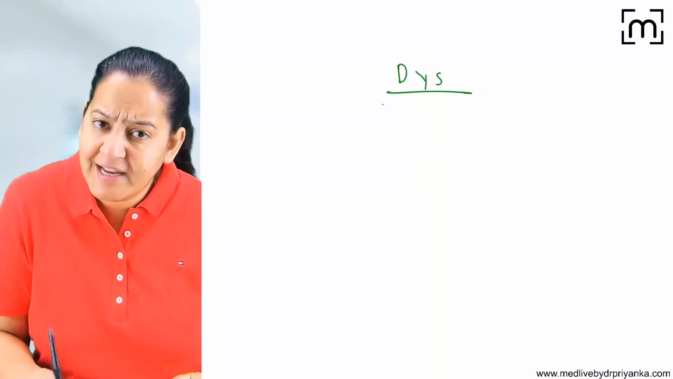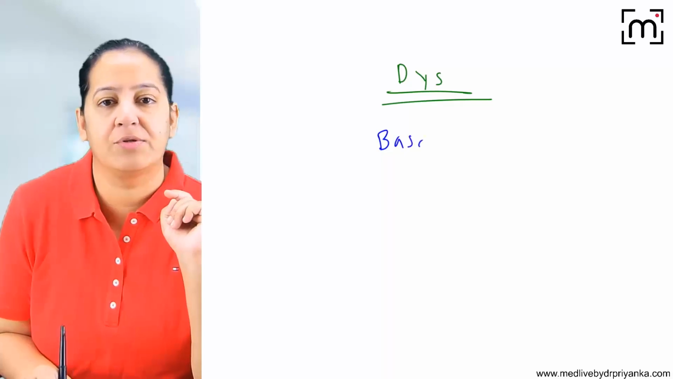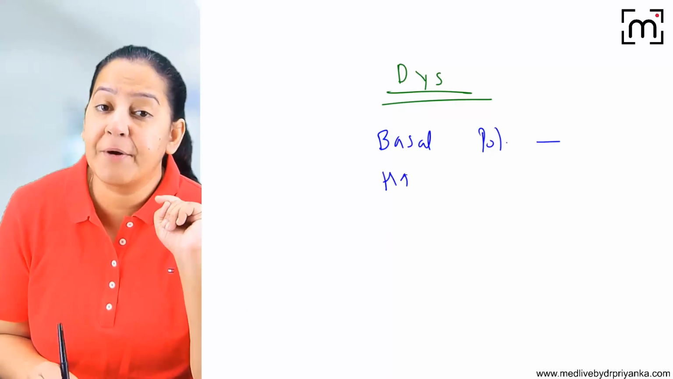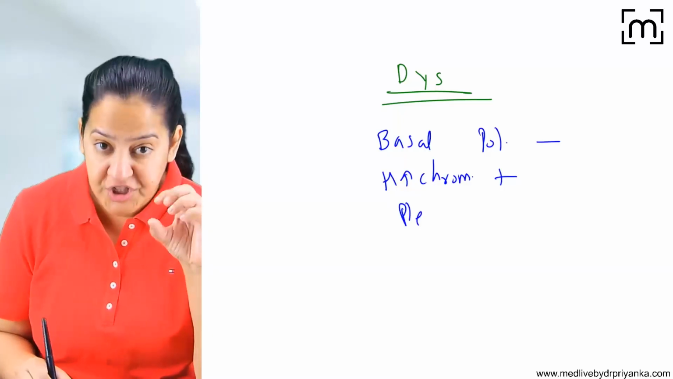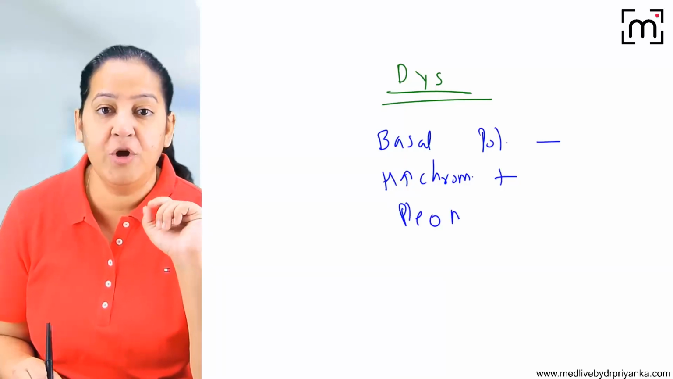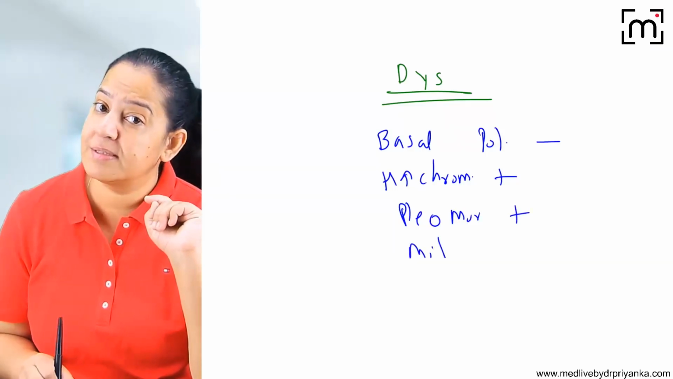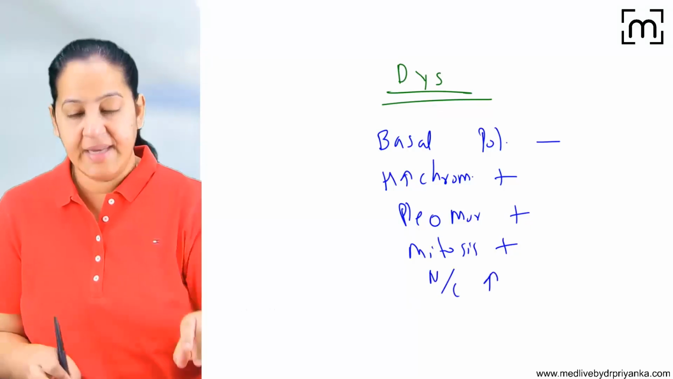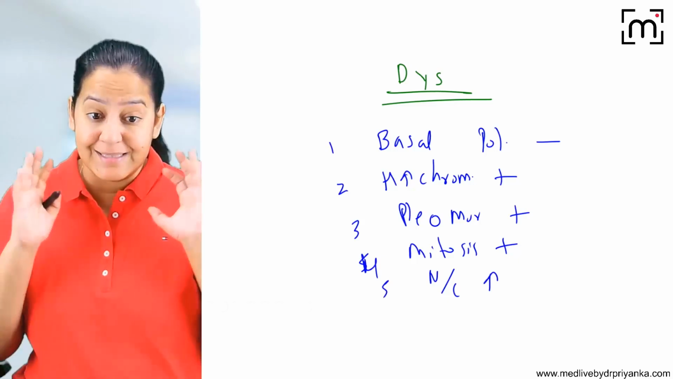Now you please enumerate what are the 5 features of dysplasia. Any cell in the human body having the 5 features. If the basal polarity of that cell is lost, that cell is hyperchromatic. I mean the nucleus is dark color. The shape and size is different. Pleomorphism is present. Okay, mitosis, atypical mitosis are very frequent and NC ratio is high. So any cell having these 5 features is known as a dysplastic cell.